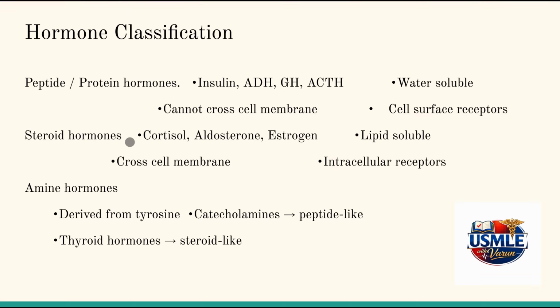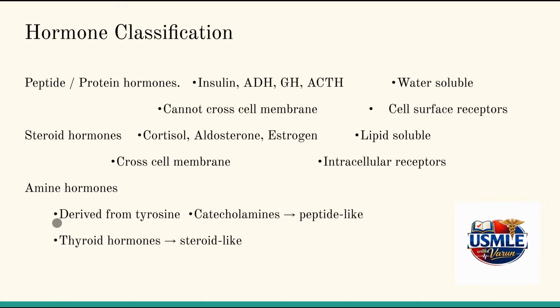Whereas steroid hormones such as cortisol, aldosterone, estrogen, and testosterone are all lipid soluble. They can cross the cell membrane, and because they can cross the cell membrane, they act through intracellular receptors, unlike peptide hormones, which act through cell surface receptors and cannot cross the cell membrane.